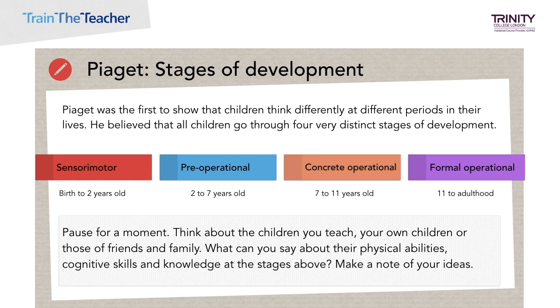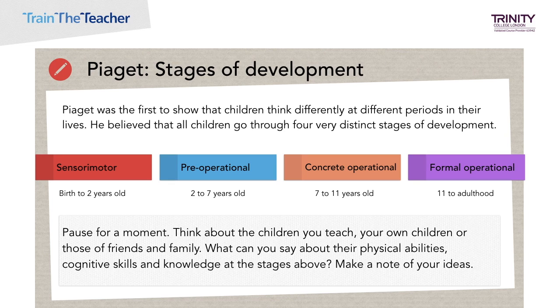The first stage is the sensory motor stage. This takes place between birth and approximately 2 years old. Next comes the pre-operational stage, between 2 and 7 years old. Then, concrete operational stage, roughly from 7 to 11 years old. Finally, the formal operational stage, which takes place between 11 and adulthood.